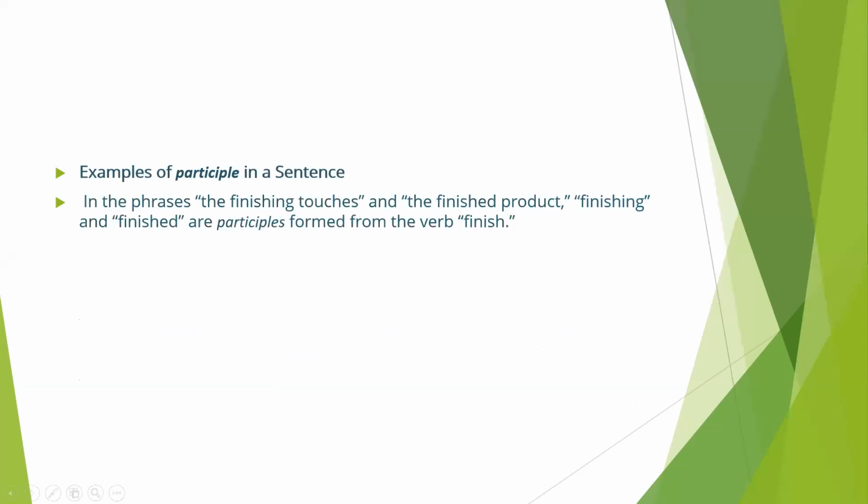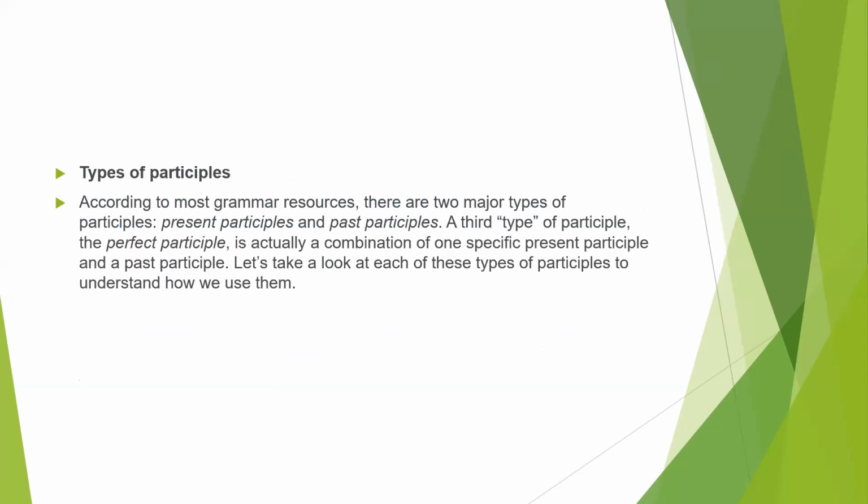Okay, see the example of a participle in a sentence. In the phrases "the finishing touches" and "the finished product," finishing and finished are the participle forms of the verb finish. There are types of participle according to most grammar resources. There are two major types of participle, present and past. A third type of participle is the perfect participle. So let's take a look at each of these types.